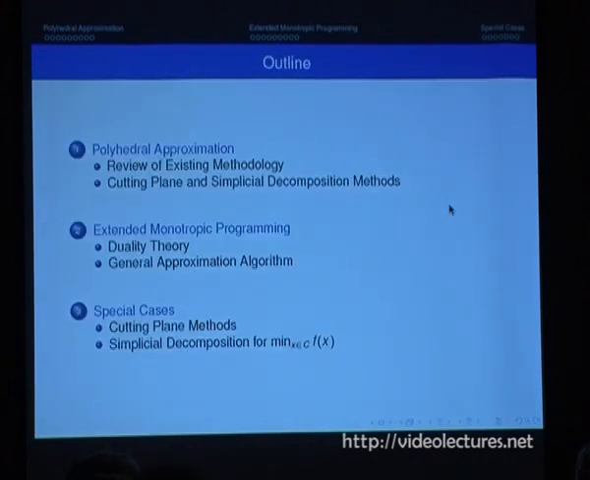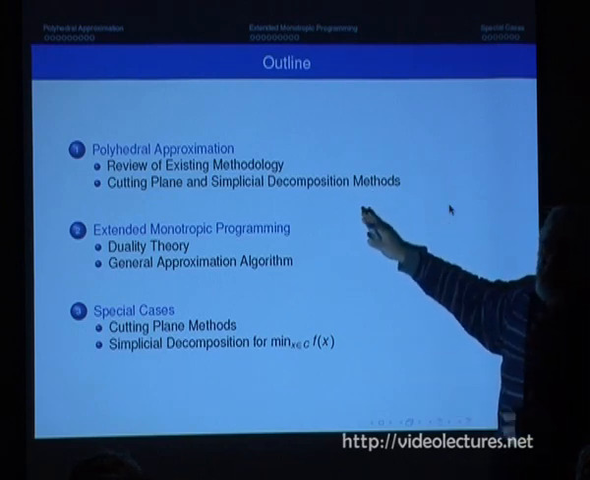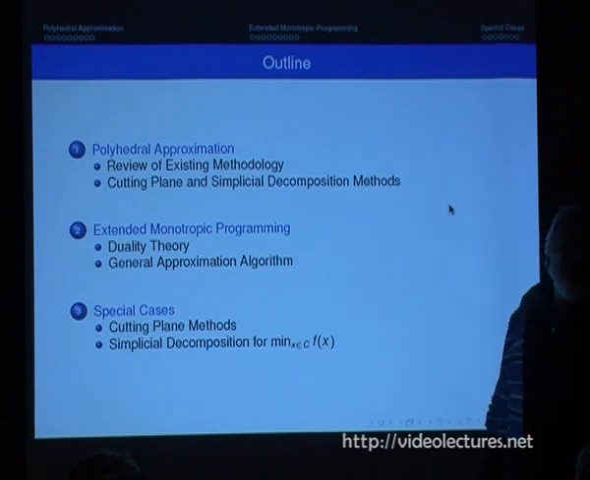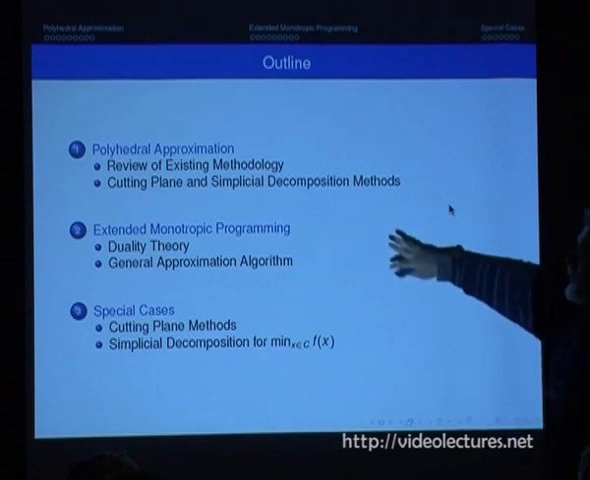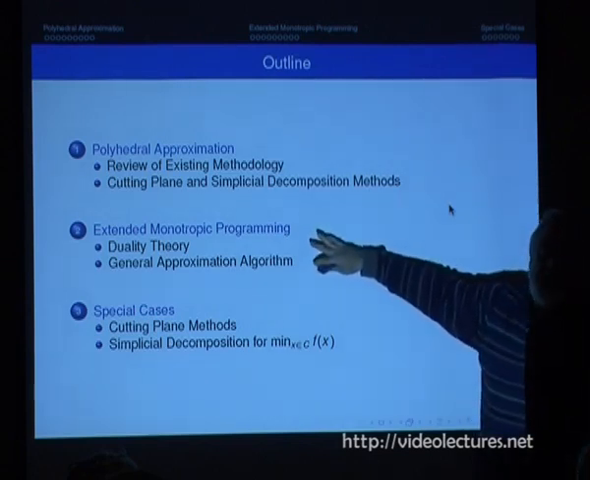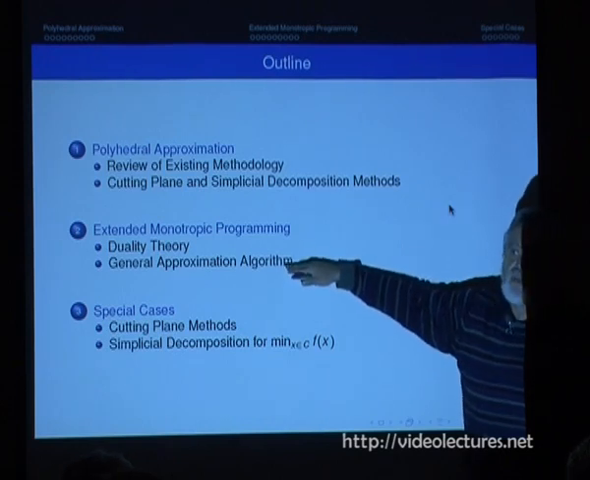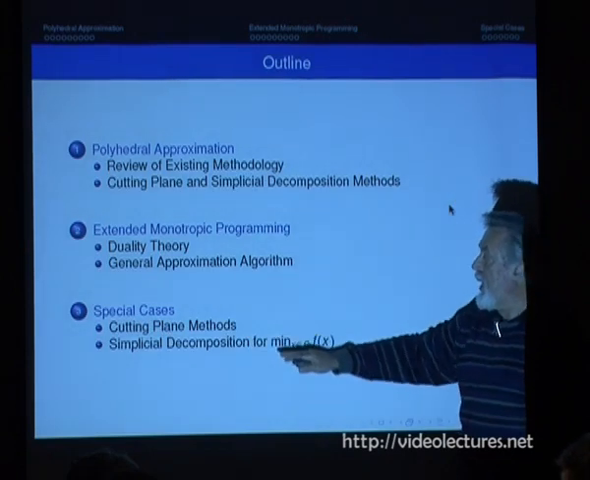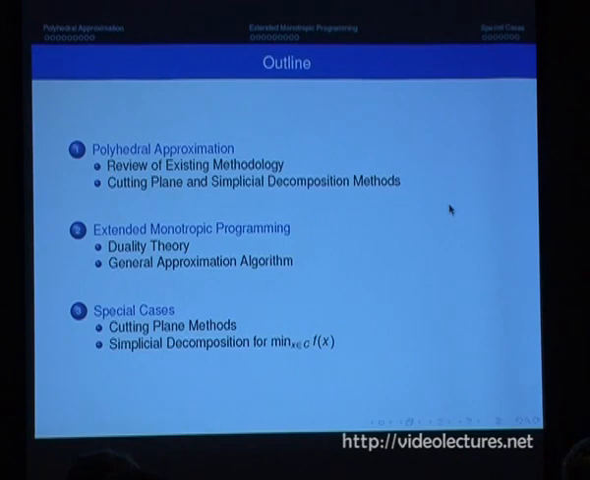So here's the outline of my talk. I'd like to talk about polyhedral approximation in general, give some terminology, review existing methodology, particularly in the area of cutting plane and simplicial decomposition methods. Then I'm going to introduce extended monotropic programming, the duality theory, and the algorithm. This is the central point of this talk. It's the algorithm. And then I'm going to discuss special cases of the algorithm, how the classical methods are obtained from it, and how you can also obtain new methods in this way.